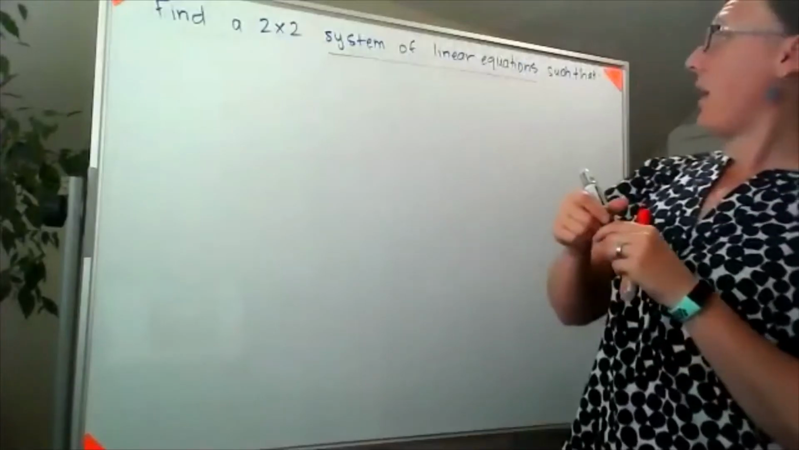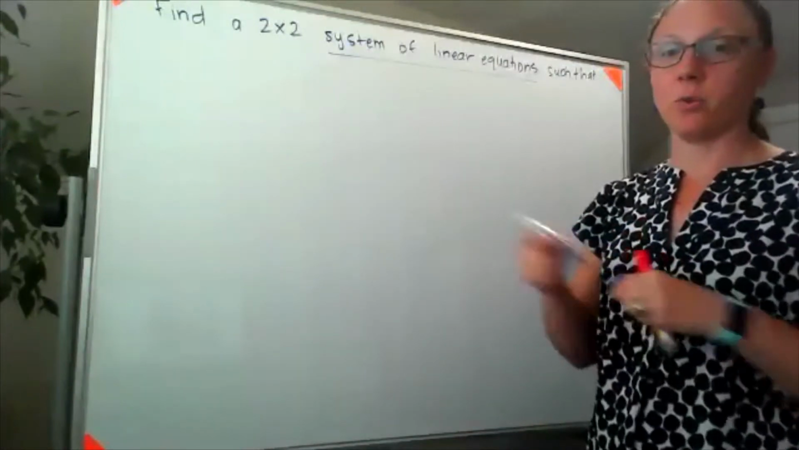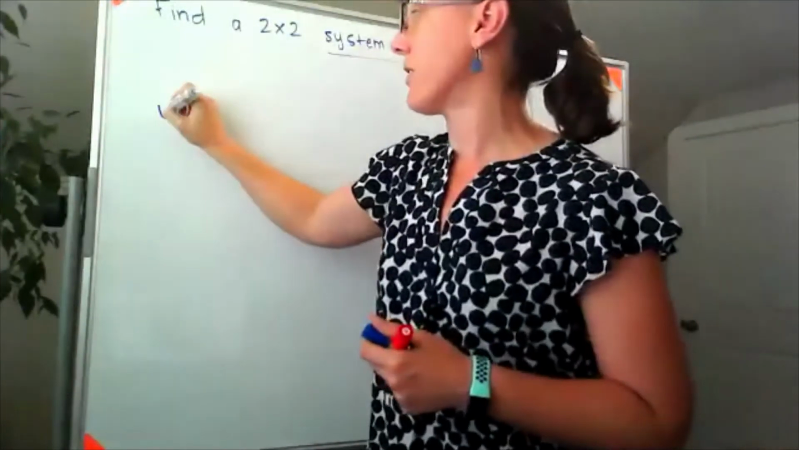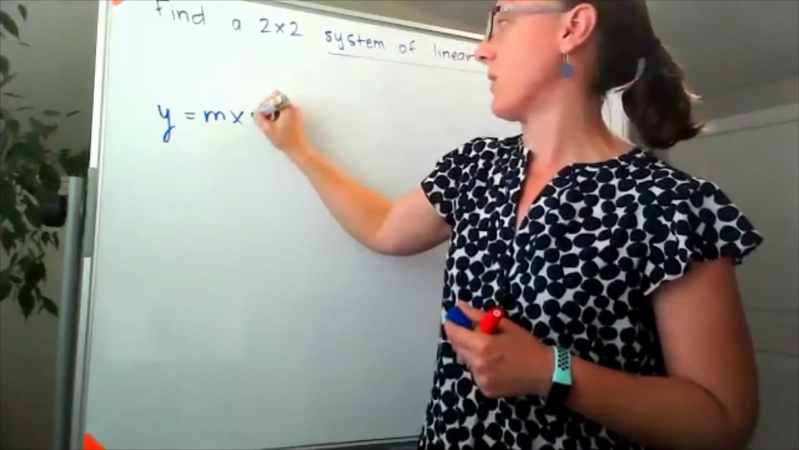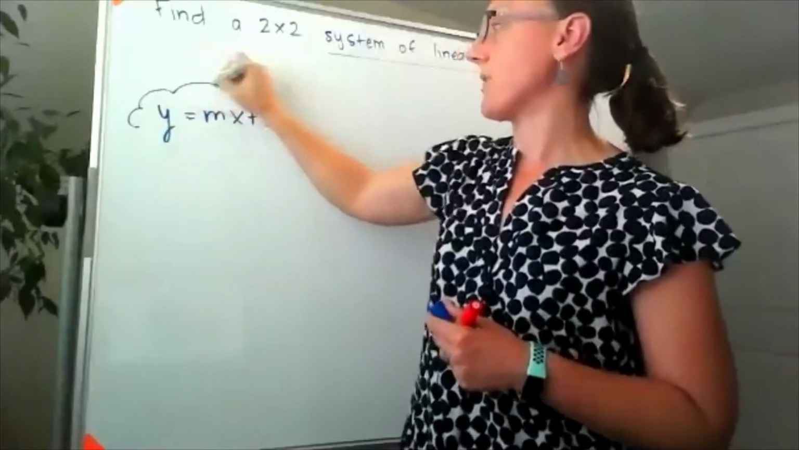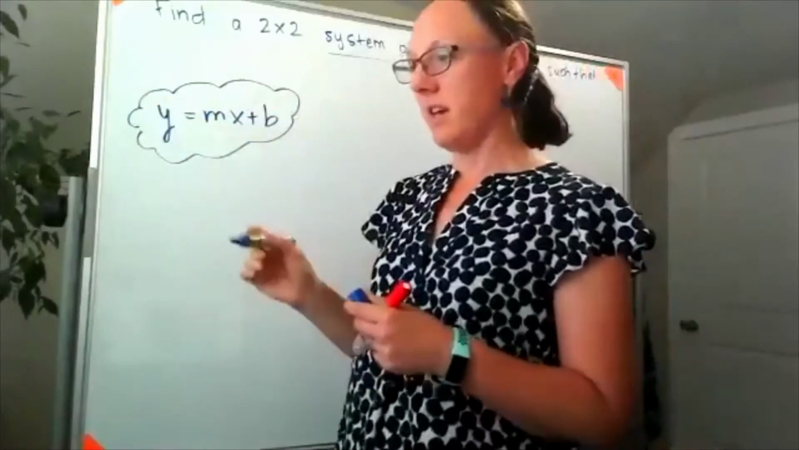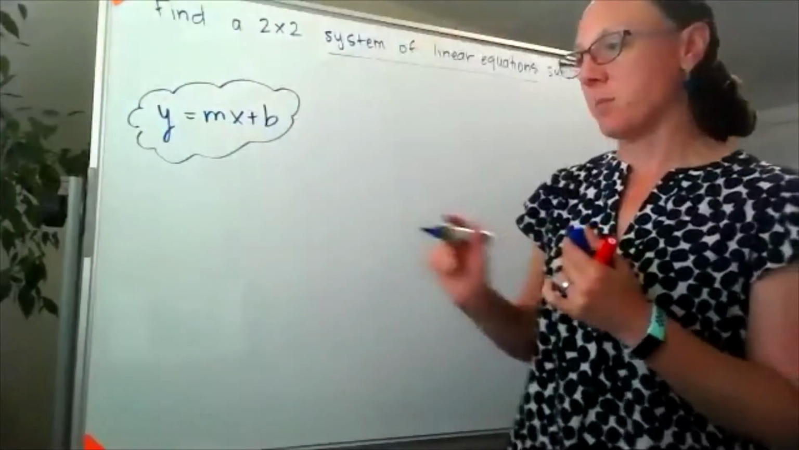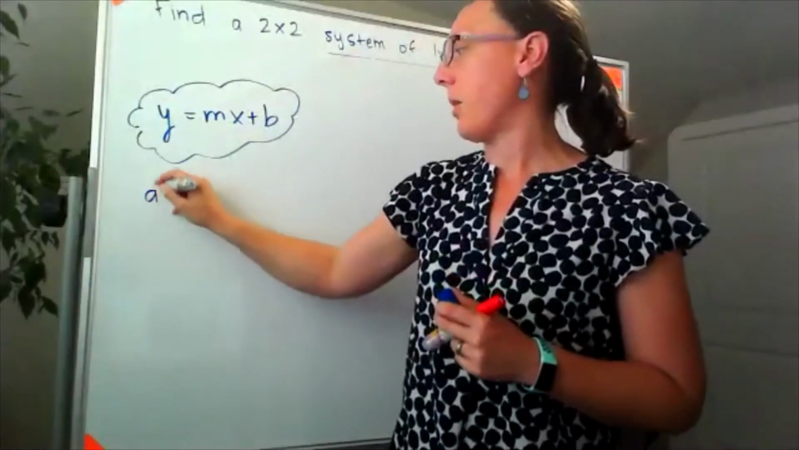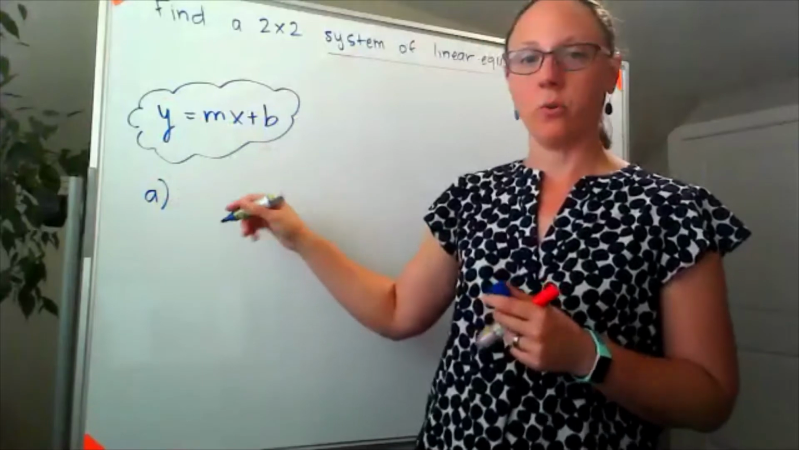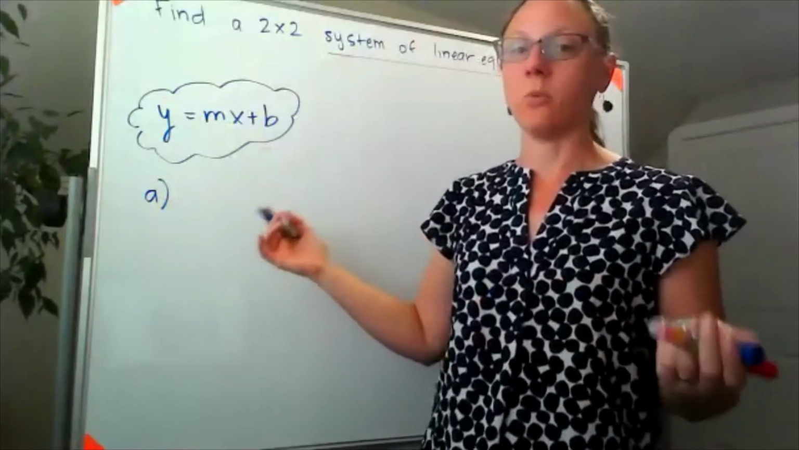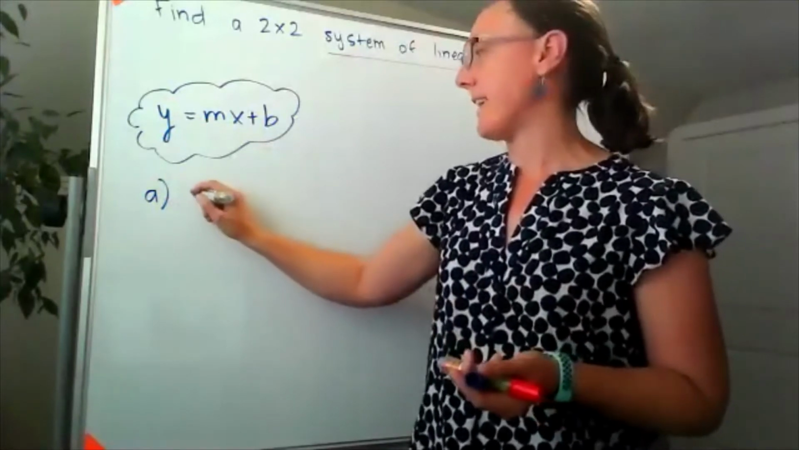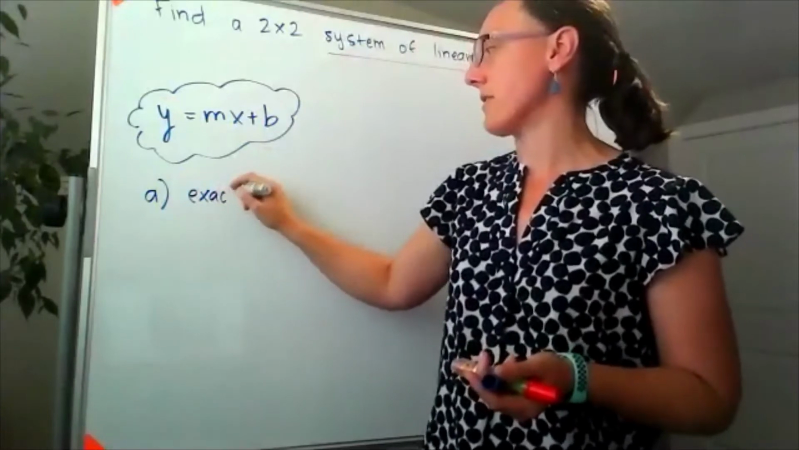Finding that system of 2x2 linear equations. So I'm looking for two kind of y equals mx plus b sorts of things. Now, the first part here, part A, has asked us to find a 2x2 linear system that has exactly two solutions.